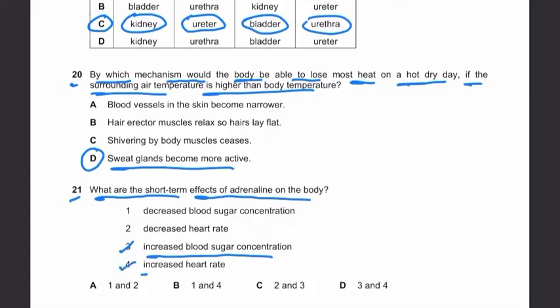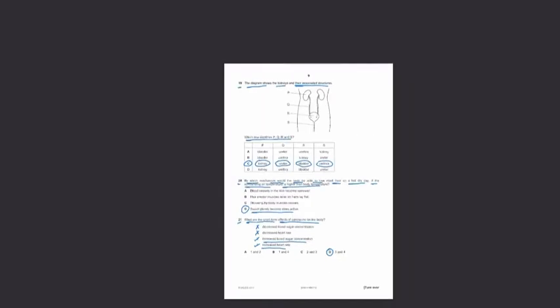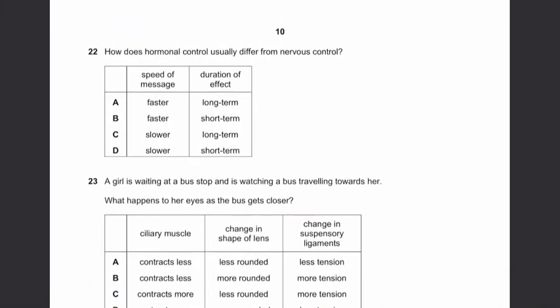Adrenaline also stimulates an increase in the heart rate. So options 3 and 4 are correct, 2 and 1 are wrong, because one states decreased blood glucose concentration. No, adrenaline causes increased blood glucose concentration, and adrenaline increases the heart rate. So the answer is 3 and 4, D. Let's move on to MCQ number 22.